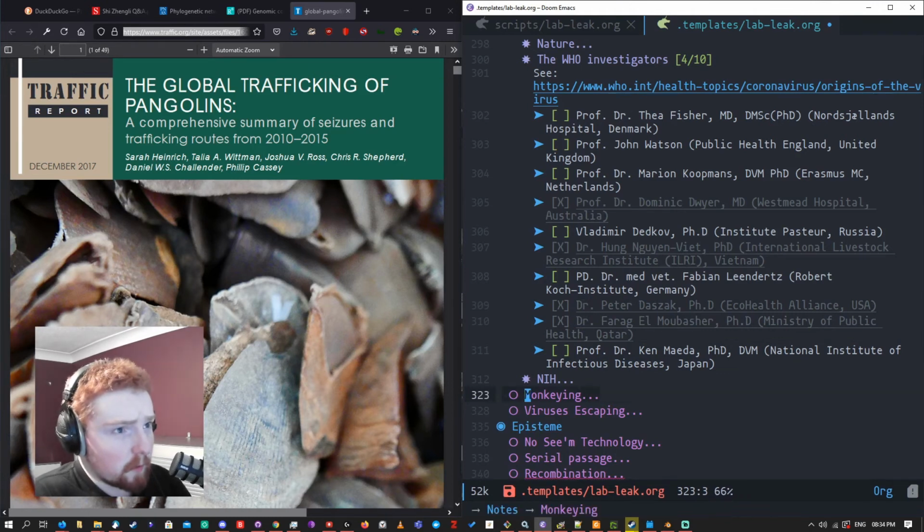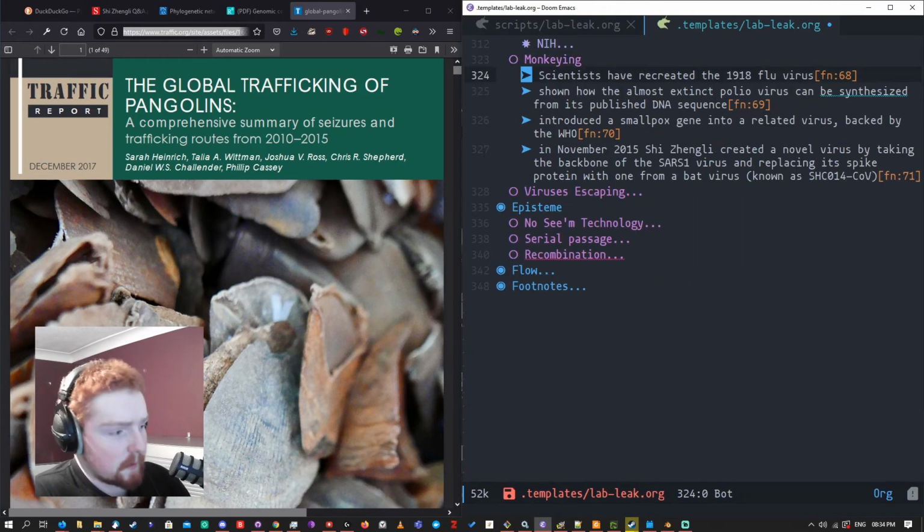Apart from that, we can go into other instances of scientists monkeying around with viruses. Scientists have recreated the 1918 flu virus, and they've recreated the almost extinct polio virus from DNA sequence alone. The WHO have funded research to introduce smallpox genes into related pox viruses. And in November 2015, Shi Zhengli created a novel virus by taking the backbone of SARS-1 and replacing its spike protein with one from another bat virus that she discovered, called SHC014-CoV. So this would not be without precedent at all. This is fairly standard research in virology.